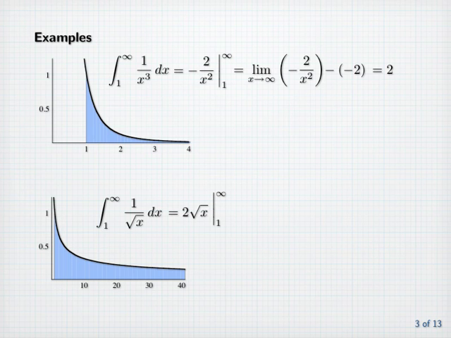So we take the limit as x goes to infinity of 2 times the square root of x, and subtract the value at 1, which is 2. But the limit as x goes to infinity of 2 times the square root of x equals infinity, so this integral diverges, and because of the particular way it does diverge, it makes sense to say that its value is infinity.